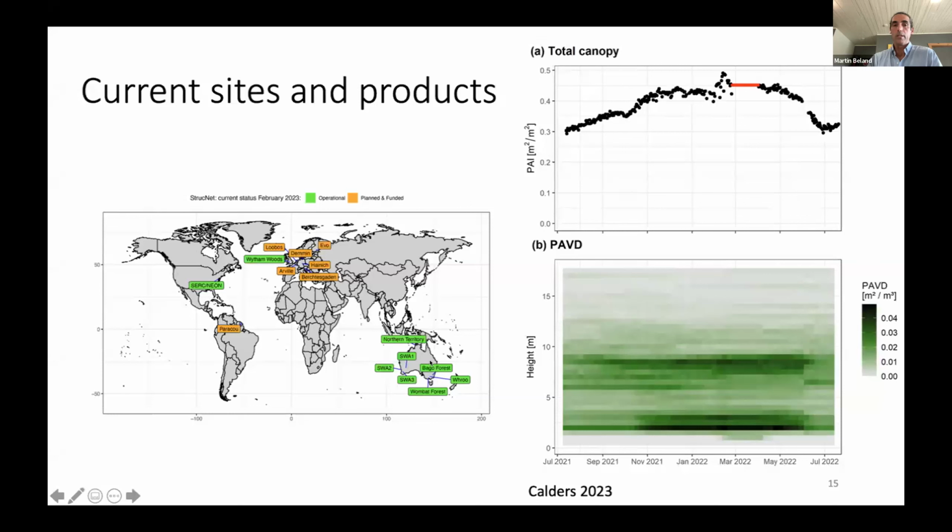So far, the sites that are using the instruments operationally are mainly in Australia. This StrikeNet is a European-led initiative, so many sites are planned in Europe, and there is one site at the moment in the US.